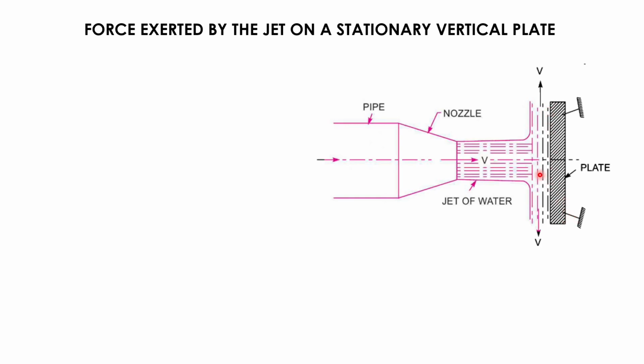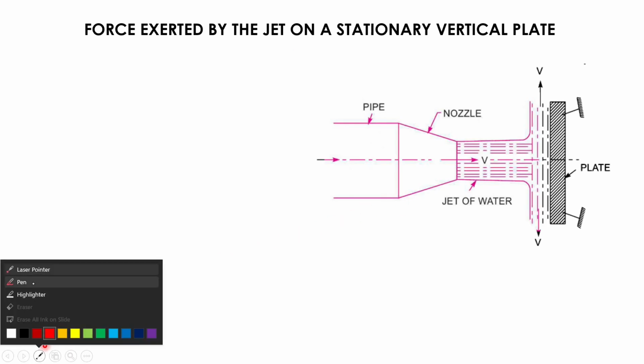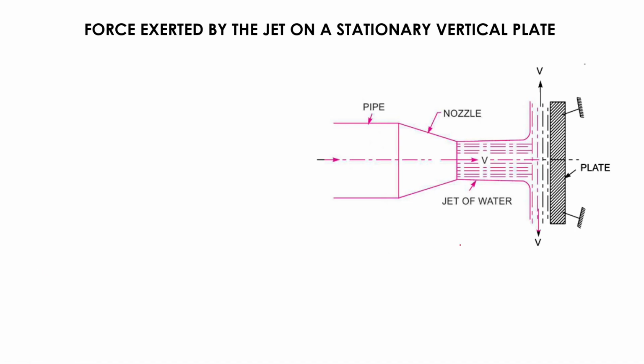Right? So now in this class we will be discussing the force that is exerted by the jet on this stationary vertical plate. So how are we going to discuss the force? We know that force, summation of F, is equal to ma. This is Newton's second law of motion, or you can say that this is the impulse momentum equation.